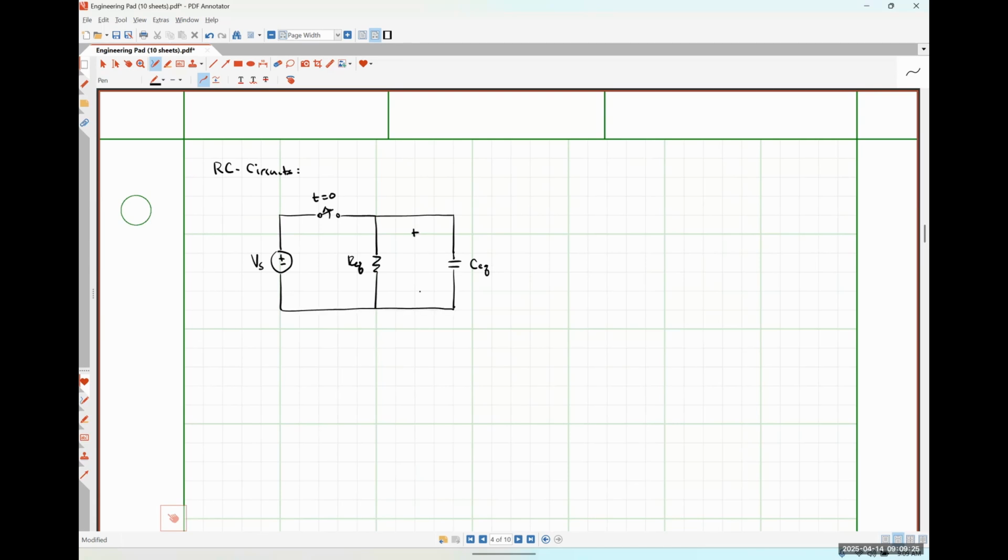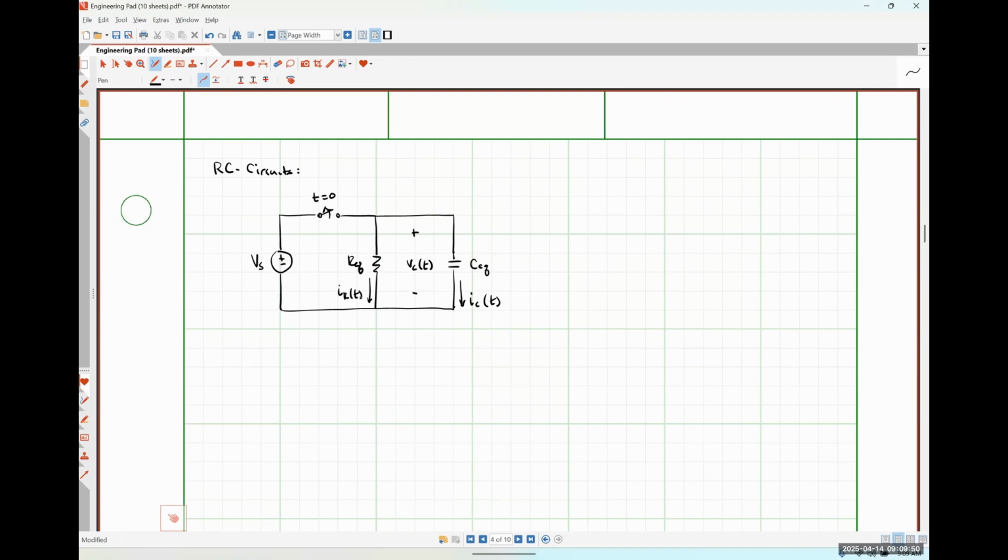I'm going to define the voltage drop across my capacitor, VC of t, positive polarity on top. And then I'm going to say that this current flowing down here is my capacitor current, and this current flowing down here is my resistor current.